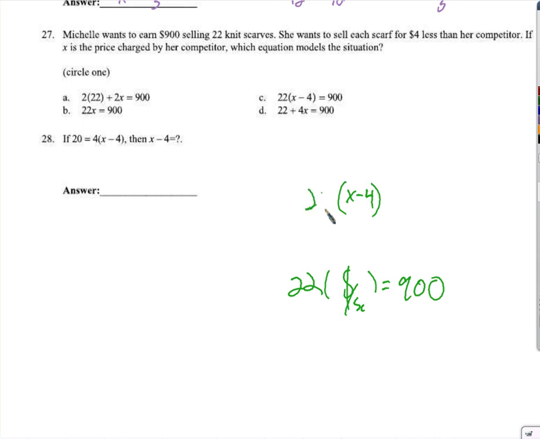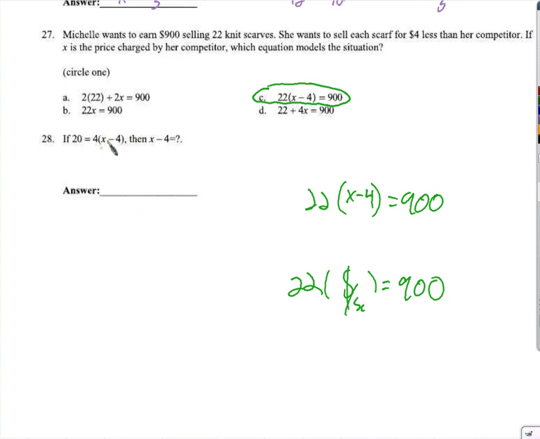So we take that, multiply by 22. 22 times $4 less than the competitor. She wants to come out with $900. Okay. Doesn't ask us to solve it, just asks us which equation works. It's this guy right here. 22 scarves times a dollar amount that's four less than her competitor. She gets $900. That's the equation we would use.